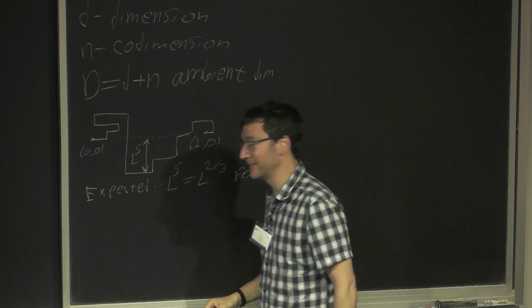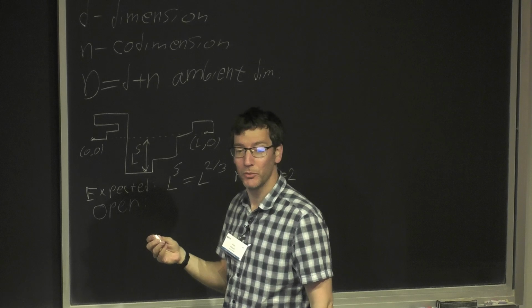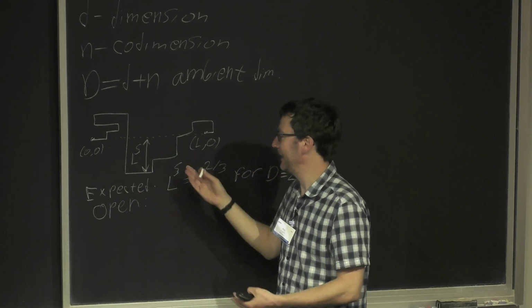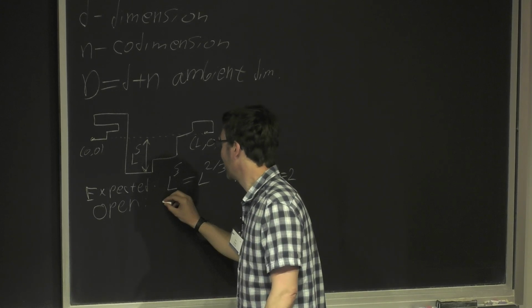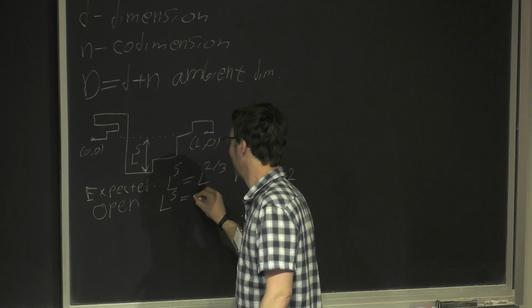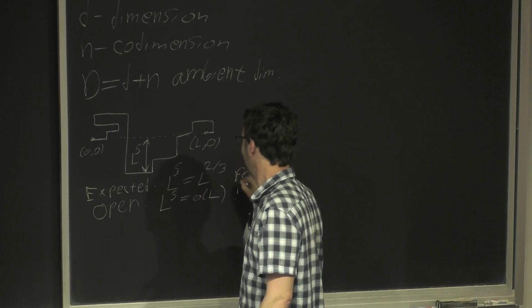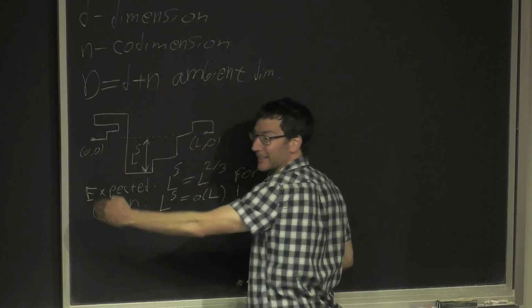It is expected, but let me tell you that it is open, even that it is close to a straight line. That is, in the weakest sense you may expect it to be close to a straight line, the weakest sense is that L to the xi is little o of L. So we do not even know that it is not a macroscopic triangle.